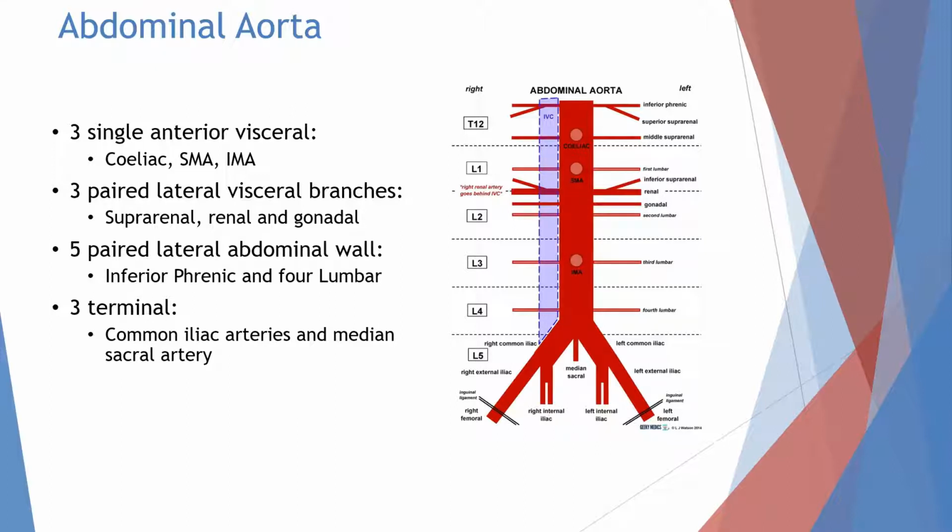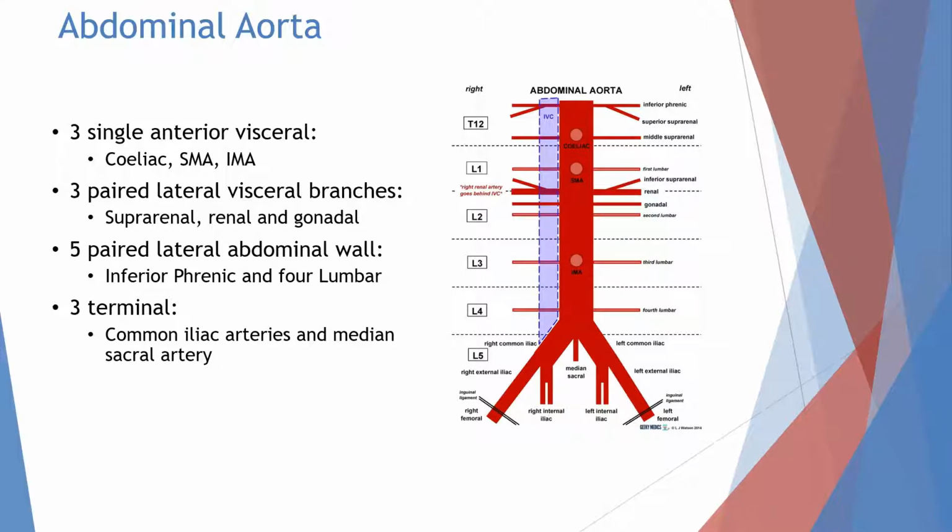So the anterior branches of the abdominal aorta are the celiac, superior mesenteric, and inferior mesenteric arteries that essentially go on to supply everything in the gut. The lateral branches are the inferior phrenic artery, the suprarenal artery, the renal artery, and the gonadal artery that all go on to supply different visceral things within the abdomen. And then we have our four lumbar arteries that branch off at different points along the abdominal aorta to supply the lumbar vertebra directly.